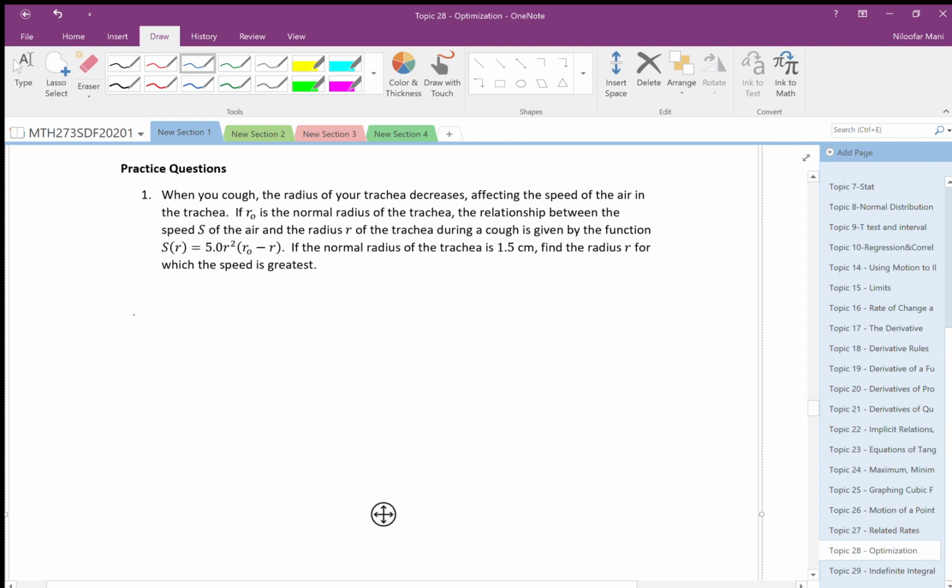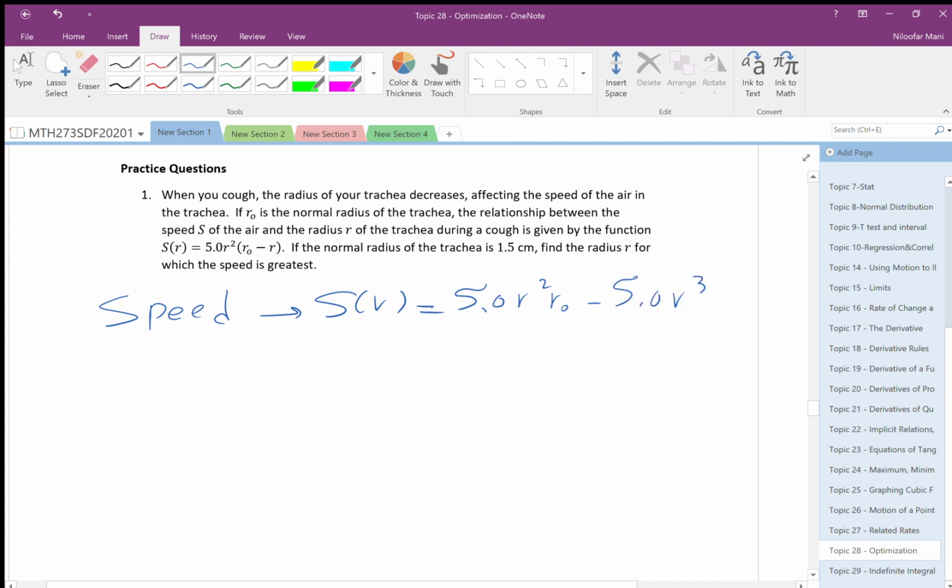See, I have the speed function, S(r) = 5 r0 r squared minus 5 r cubed. What is r? The radius. What is r0? Normal radius, which is a constant number. Is r0 given? Yes, this is r0. So I can say it is 5 times 1.5, which is 7.5. So it is 7.5 r squared minus 5 r cubed.